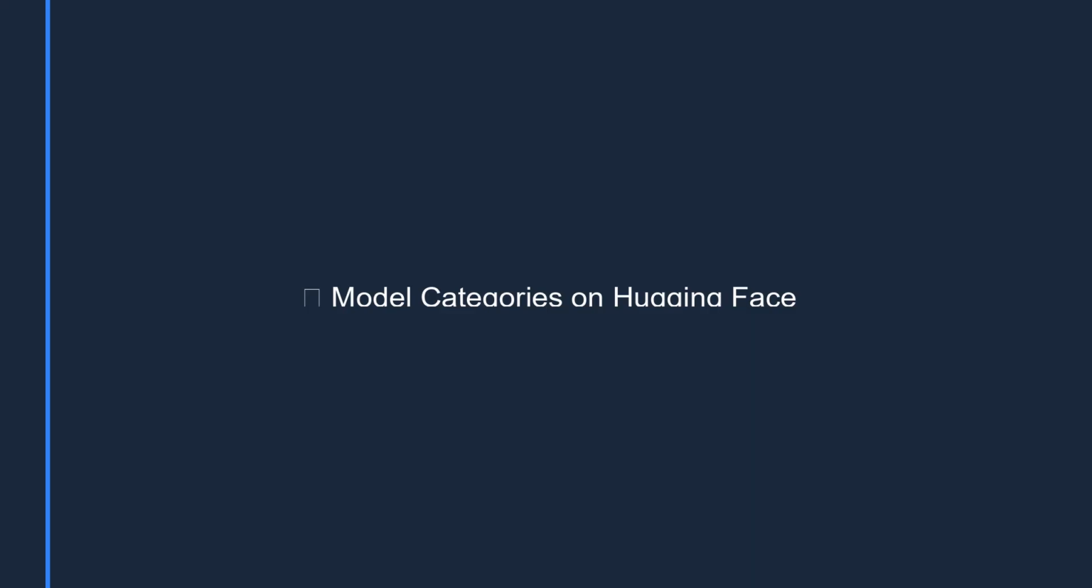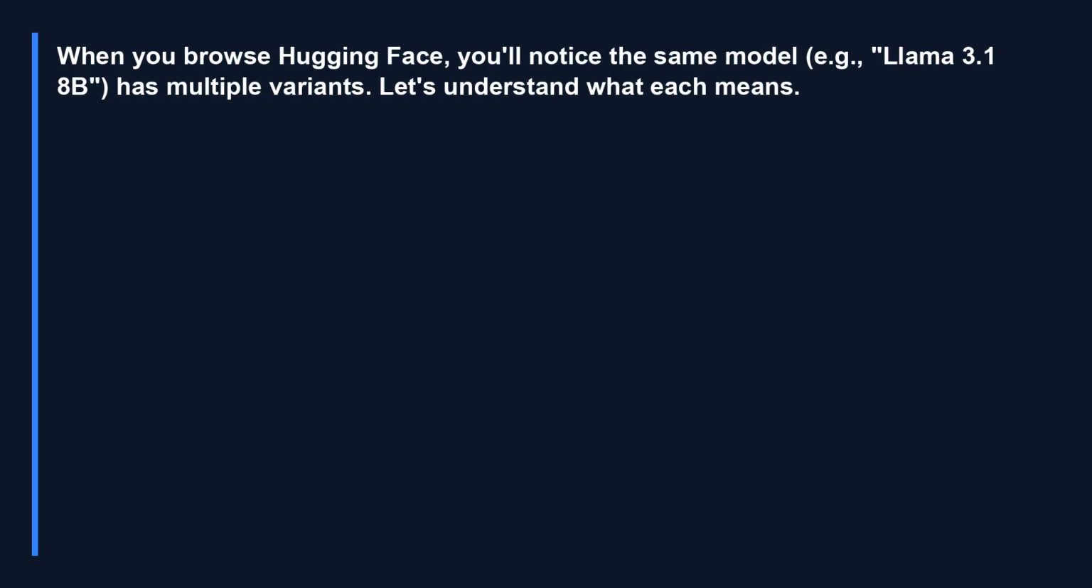Model categories on Hugging Face. When you browse Hugging Face, you'll quickly notice that a single model, say Llama 3.1 8B, comes in several flavors. They share the same underlying architecture and weights from pre-training, but they've been processed differently after that. Understanding what each variant actually is will determine whether your fine-tuning project succeeds or stalls before it starts.